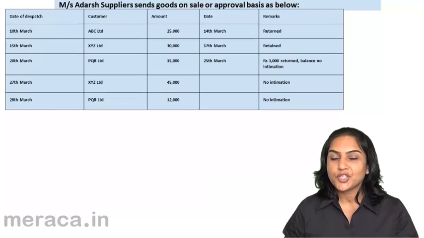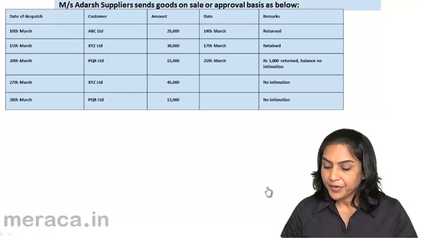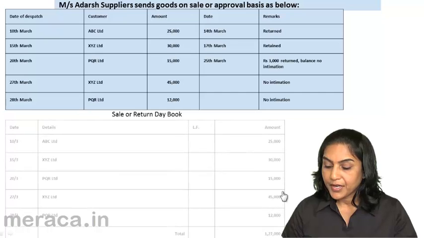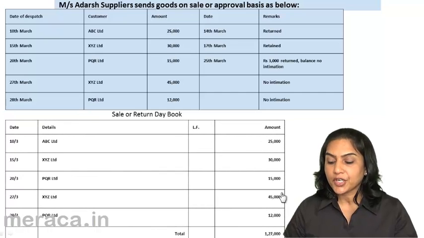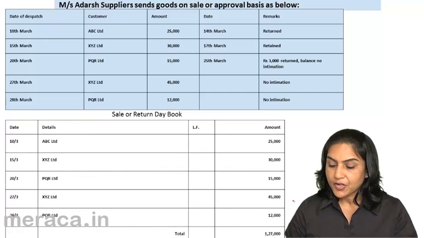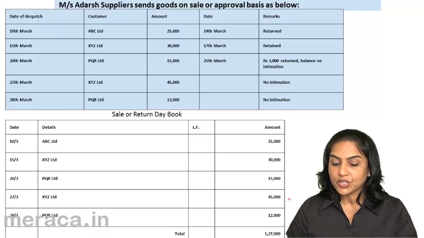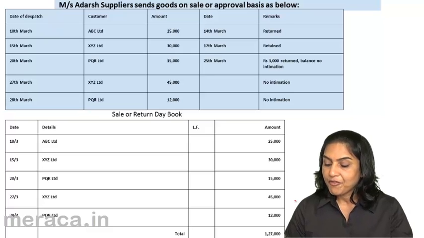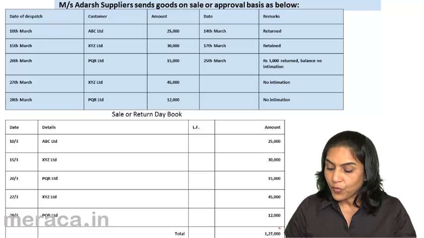Let us see how this would appear in our daybook. The sale or return daybook. Here, goods sent on approval is recorded. So, all the goods which have been sent on approval: ABC Limited 25,000, XYZ 30,000, PQR 15,000, XYZ again 45,000, PQR 12,000, with a total of 1,27,000.